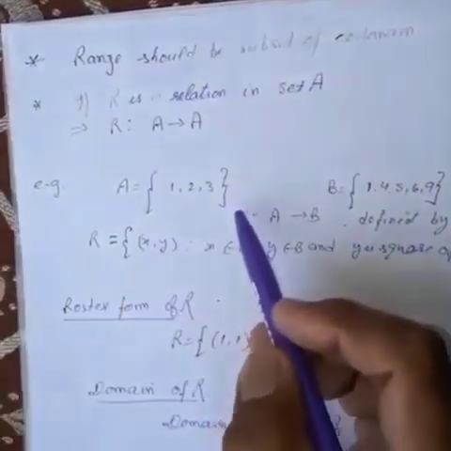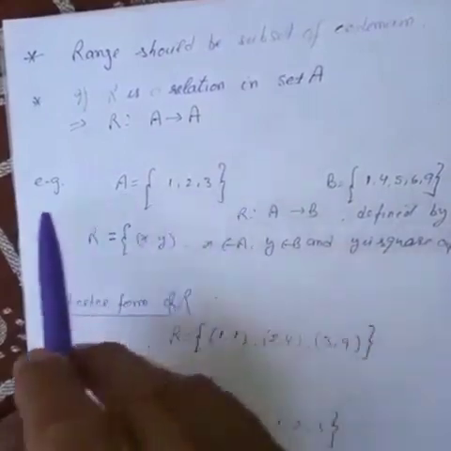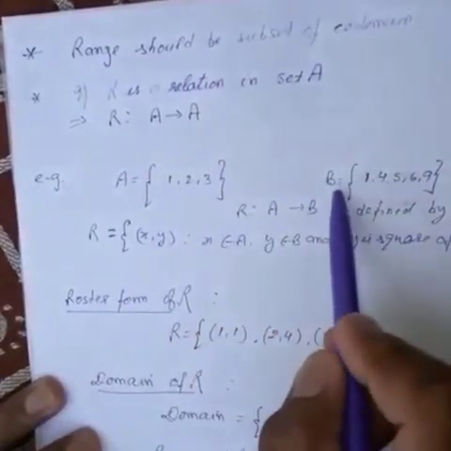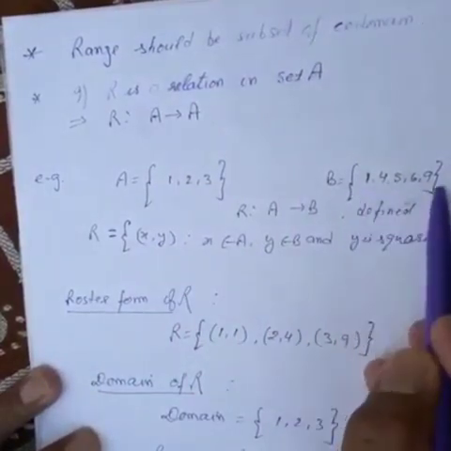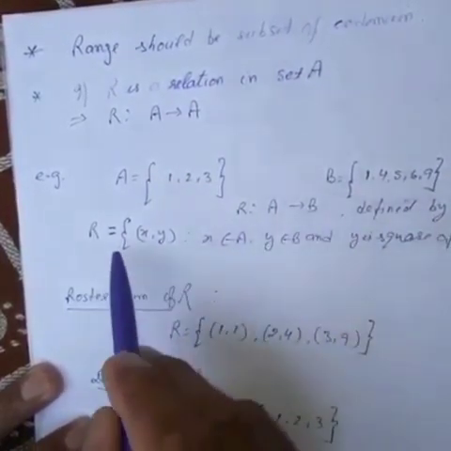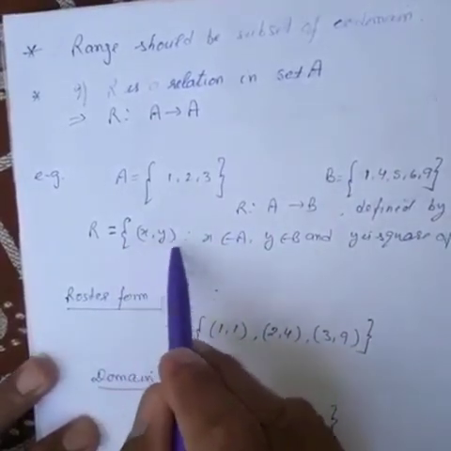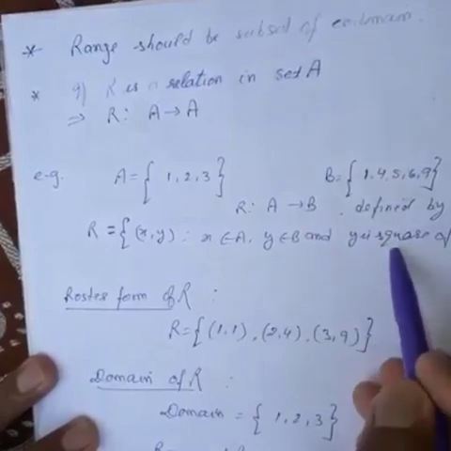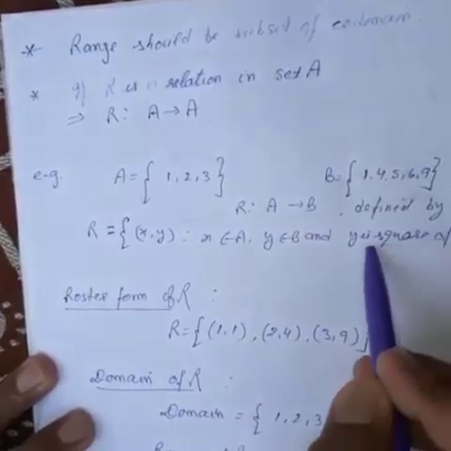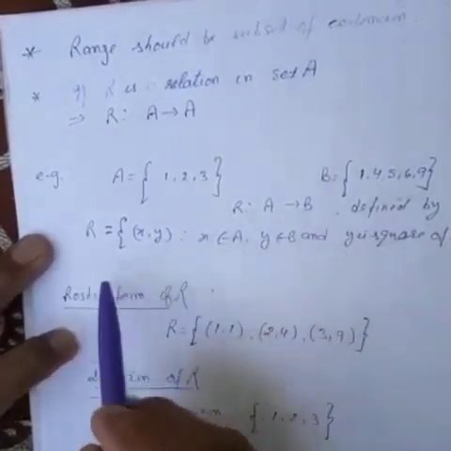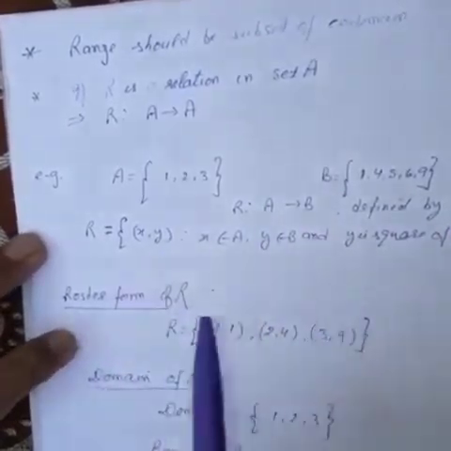Consider another example to understand relations. Let A be a set containing the elements 1, 2, 3. B is a set containing a few elements. R is a relation from A to B defined by R = {(x, y)}, where x belongs to A, y belongs to B, and y is the square of x. So we have to write down all elements of R, that is, R in roster form.